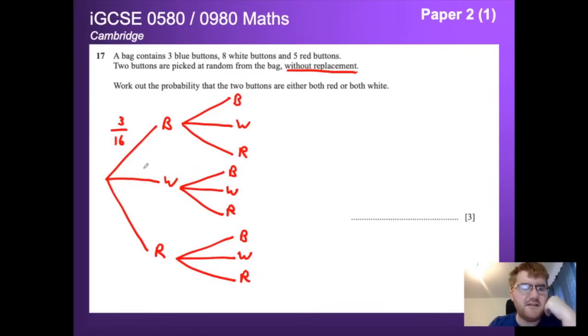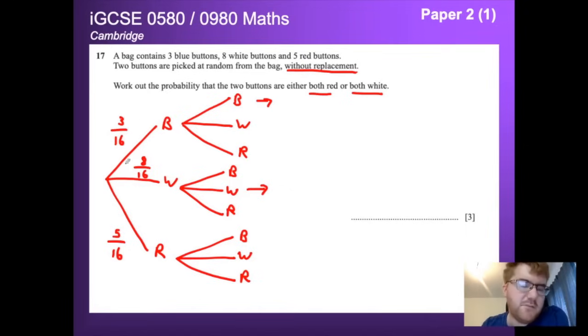Now I'm still going to write this as an unsimplified fraction, so 8 out of 16 here, and then 5 out of 16 there. And now we just need to consider the situations we want, which are 2 buttons either both red or both white. So the only solutions I need to find here is this one and this one here. Okay, so I'm identifying what I need.